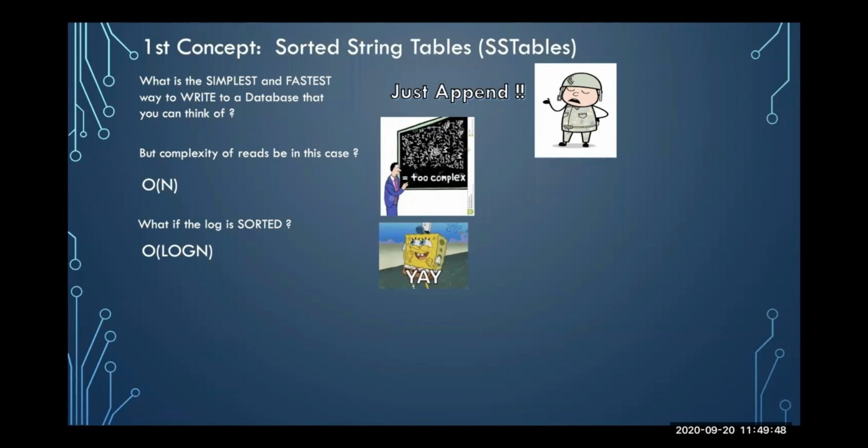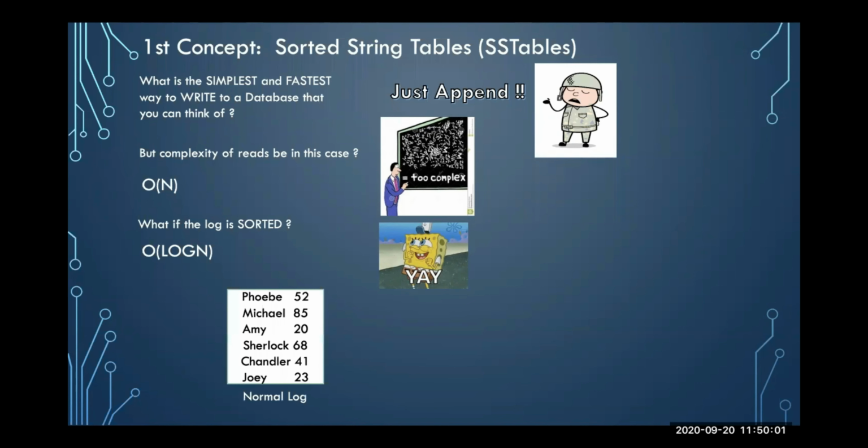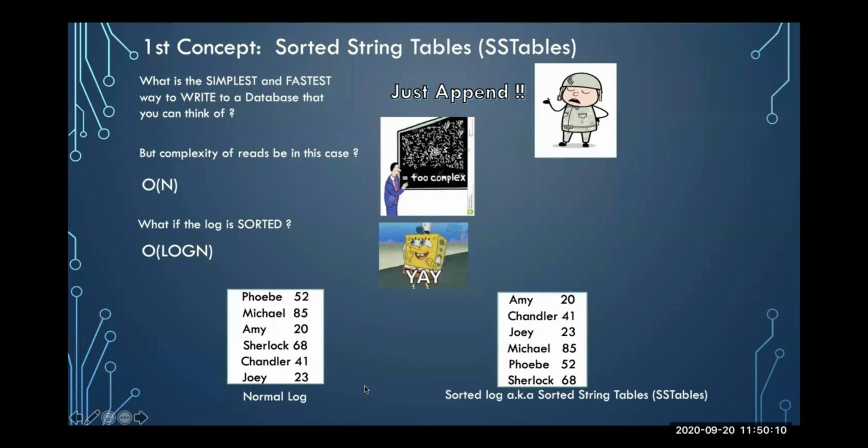So this is the basic idea behind the sorted string tables, or as we call it, SS tables. And this is one of the primary ideas that we use in LSM trees. This is the normal log that we have. You can see that the entries are not in an orderly fashion. Whereas in an SS table, the entries are sorted by their primary key, and now it is obviously much easier to read an entry from this log.